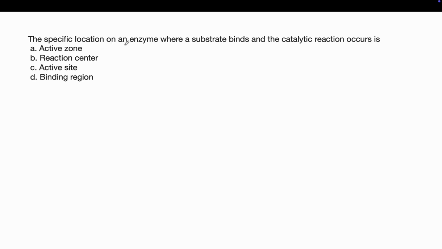The specific location on an enzyme where the substrate binds and the catalytic reaction occurs is: A, active zone; B, reaction center; C, active site; and D, binding region. So the correct answer is C, active site. We have a 3D protein structure, and then we have an active site here. The substrate will come and bind to this active site. Very simple.